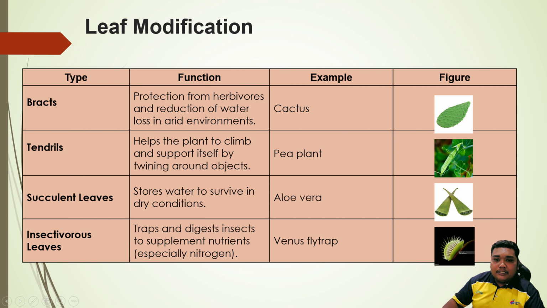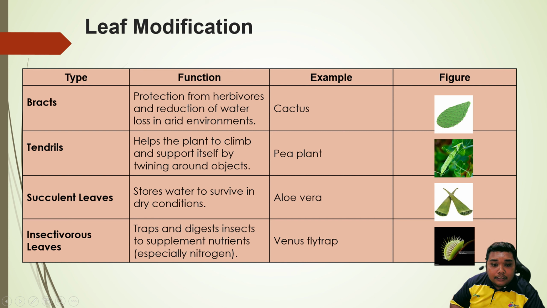Next, we have tendrils. They help the plant to climb and support itself by twining around objects, such as the pea plant. This is usually seen in vegetables such as cucumber, where the leaf climbs around and over so it will find the sunlight. So next, succulent leaf stores water to survive in dry conditions, such as aloe vera.